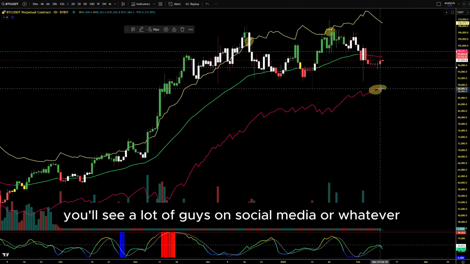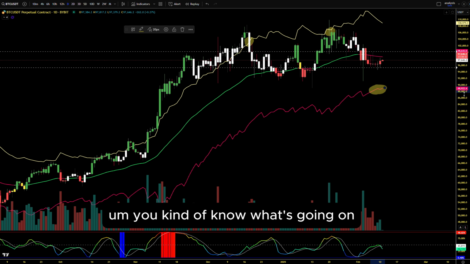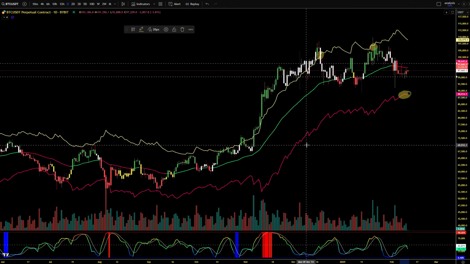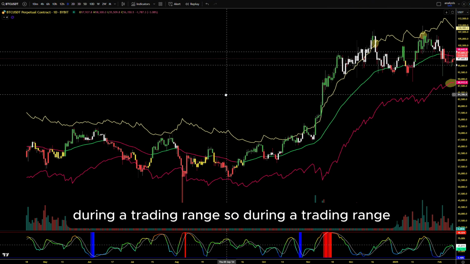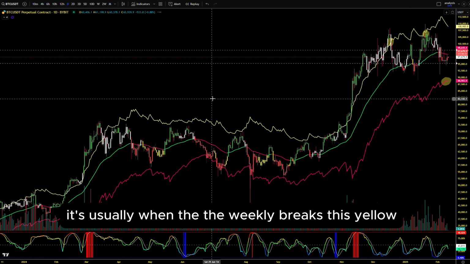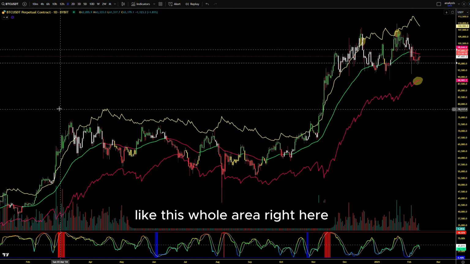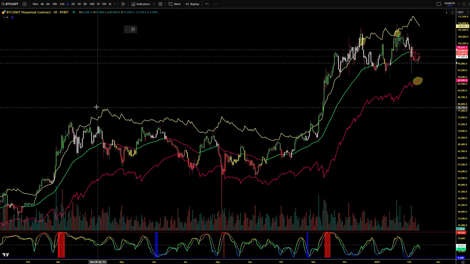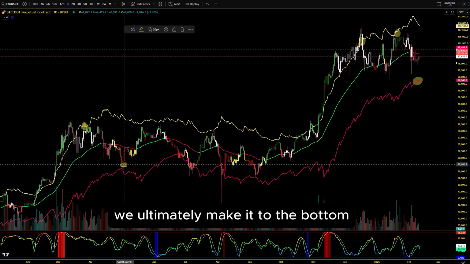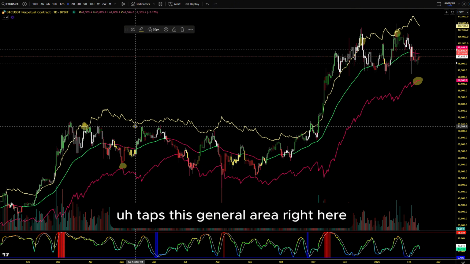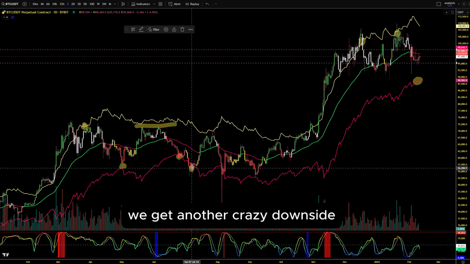So you'll see a lot of guys on social media or whatever, if they're mentioning this number, you kind of know what's going on. Maybe a few are mentioning it, but let me show you guys really what's during a trading range. So during a trading range, it's usually when the weekly breaks this yellow. You enter kind of like a trading range, like this whole area right here, and you'll notice taps right here. We ultimately make it to the bottom. Taps this general area right here. We ultimately make it to the bottom. We get another crazy downside.